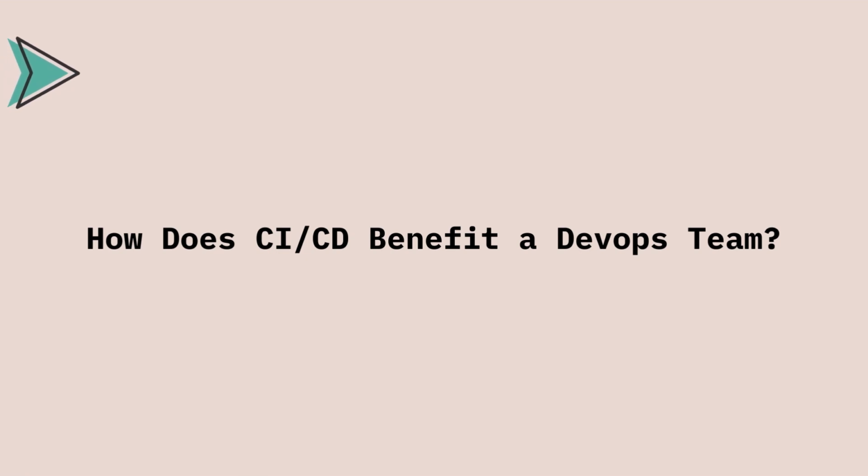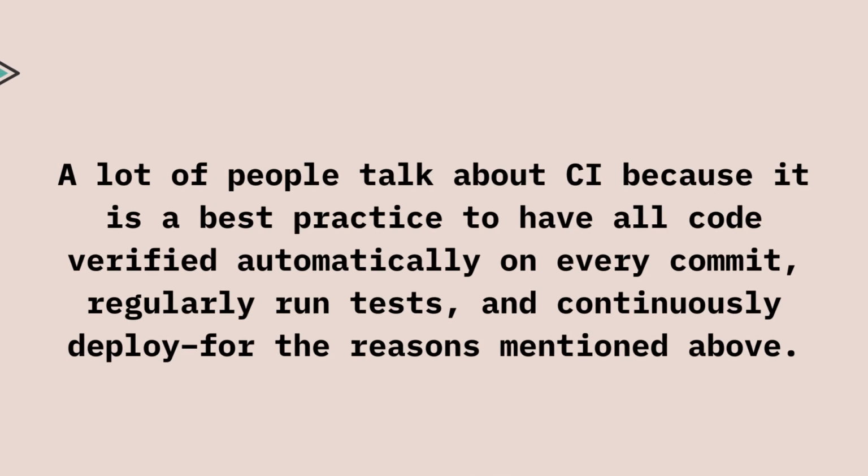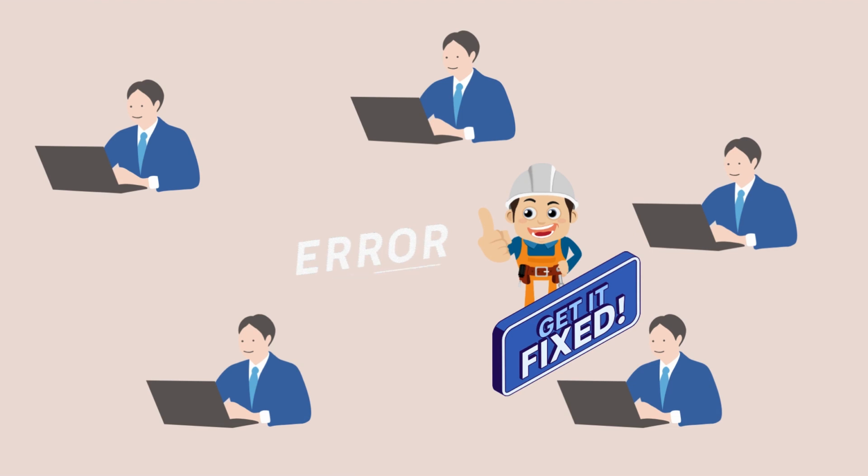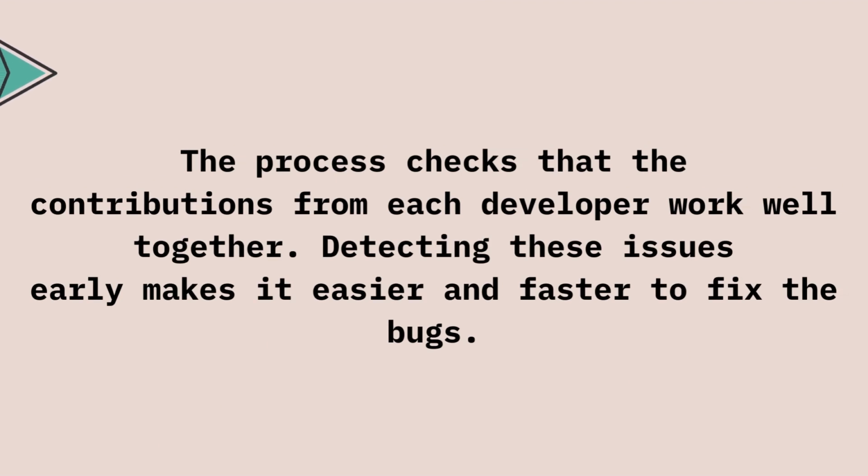A lot of people talk about CI because it is best practice to have all code verified automatically on every commit, regularly run tests, and continuously deploy for the reasons mentioned above. The process checks that the contributions from each developer work well together. Detecting these issues early makes it easier and faster to fix the bugs.